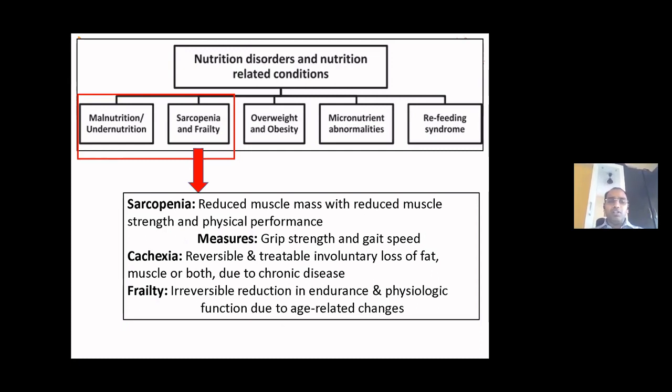Sarcopenia and frailty, on the face of it, may appear to be similar terms, but sarcopenia is reduction in the muscle mass, with muscle strength and physical performance also getting affected. Whereas frailty is irreversible reduction in the endurance and physiologic function due to age-related changes. So sarcopenia is more disease-related. Sarcopenia is easier to assess using grip strength and gait speed, and sarcopenia is reversible. Frailty, on the other hand, is majorly due to age, and it leads to an overall reduction in the patient's physical strength, and that is irreversible. Cachexia is again reversible, it is treatable, and is usually due to a chronic disease.